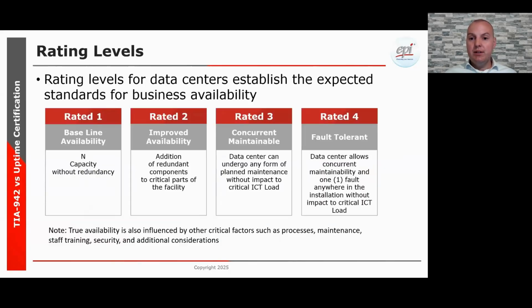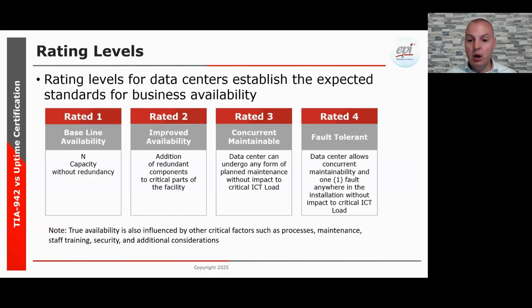TIA does recognize that different data centers have different criteria for business availability. So they have separated it into different ratings. These rated levels are similar to tier levels. Rated 1 and 2 are not for very critical areas, whereas they only have the capacity available or some extra redundancy equipment, but still have a lot of single points of failure. It doesn't necessarily mean that it's a bad thing, but a higher risk of interruption occurs.